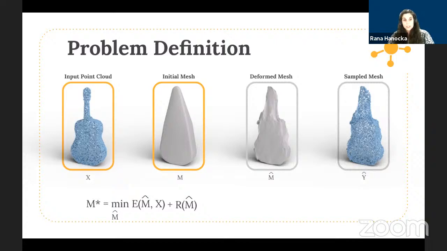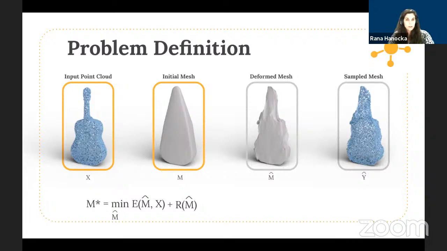So traditionally, the inverse problem formulation defines the optimal reconstructed mesh, M star, by minimizing an objective function. This contains an energy term, E, which tells us how good the reconstructed mesh, M hat, fits the input point cloud X. But remember, there are many reconstructed meshes which satisfy this condition, so a regularization term R is introduced. Traditionally, this is a handcrafted term, which encourages smoothness.